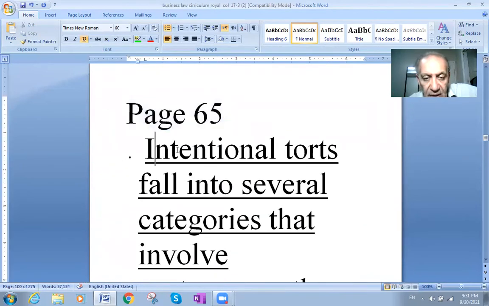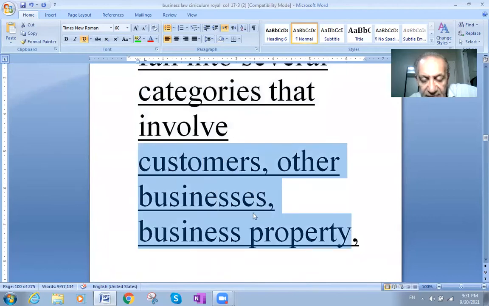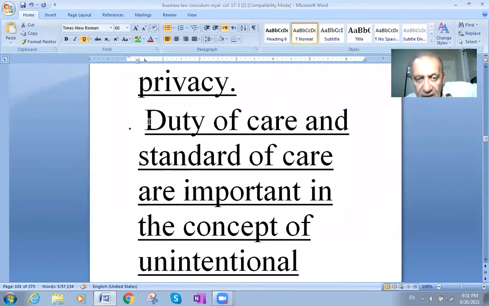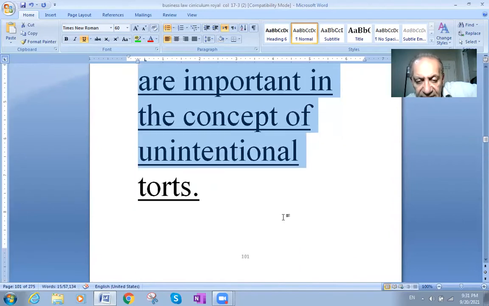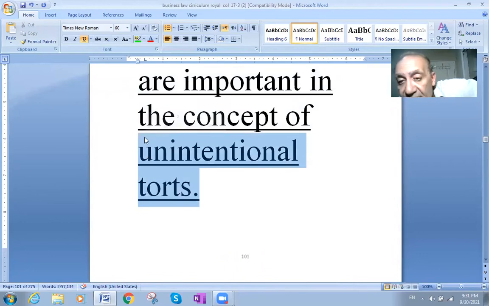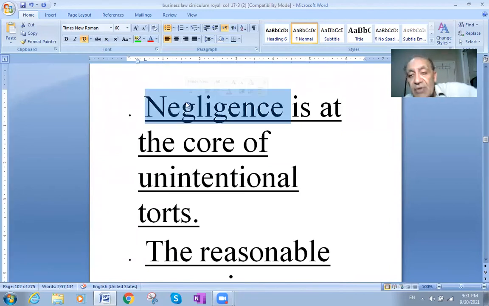Also, intentional torts fall into several categories that involve customers, other businesses, and business properties. These are wars and privacy. The duty of care and standard of care are important in the concept of unintentional torts, because if you have a duty of care, then there will not be unintentional torts, like we said before. Negligence, which means I don't care, is a main reason for the unintentional tort.